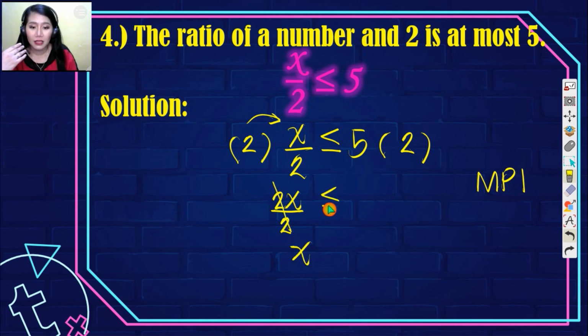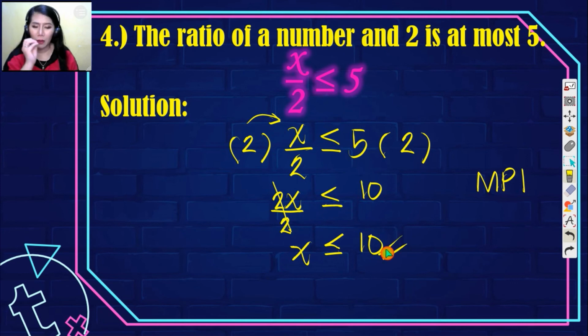Then, copy is less than or equal to. Okay, ayan. 5 times 2 is 10. Then, we just copy 10 here. And here, you arrive at your Q na. Kumbaga parang ito pa lang yung Q mo. It's not yet your final answer, ha?